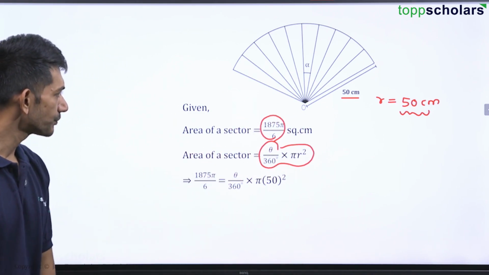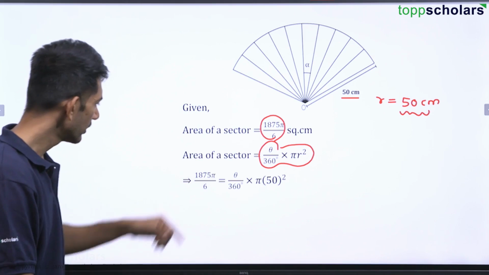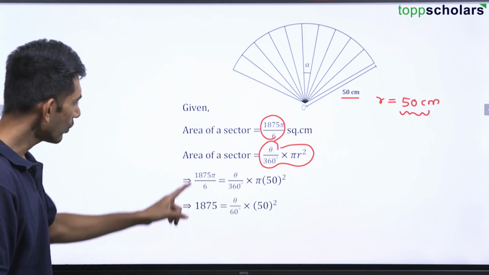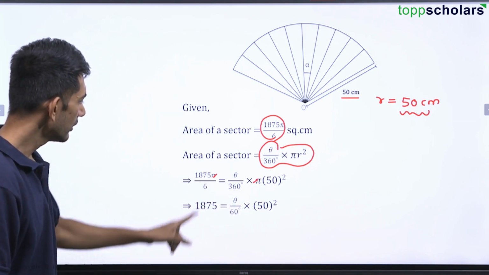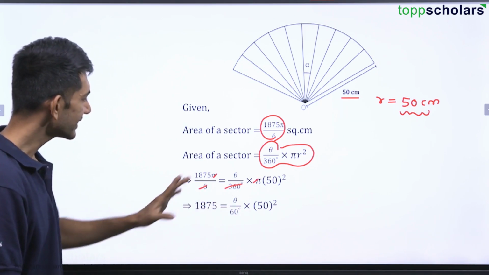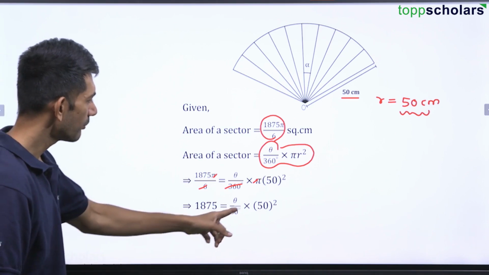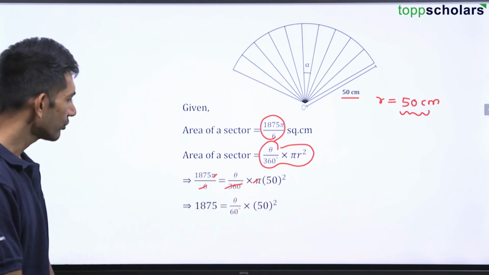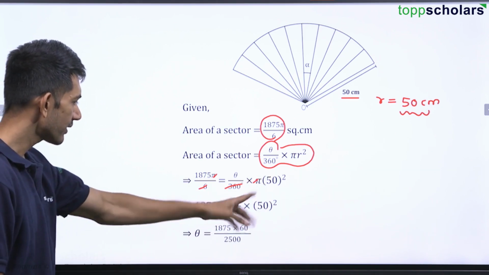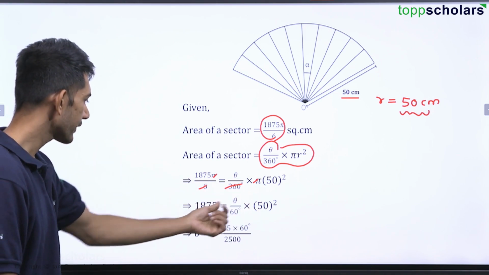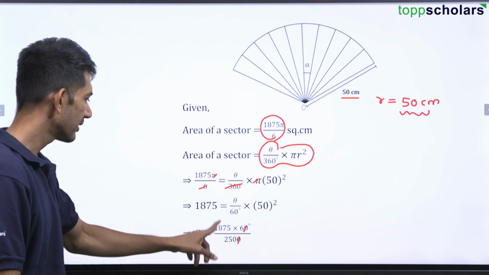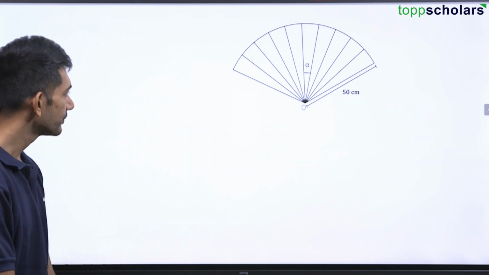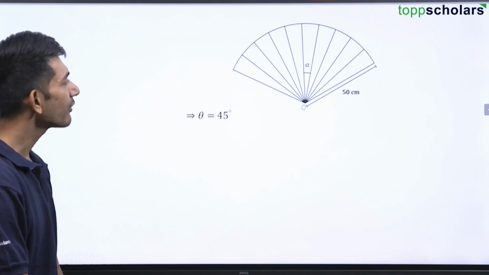Equate that. Once you solve this further, you get 1875, pi gets cancelled, 6 and 60, so this becomes 60 multiplied by 50 square. You solve this further, 50 square is nothing but 2500, 2500 goes down, 60 goes up, this 0 will get cancelled, and then you solve this further to get theta as 45 degrees.